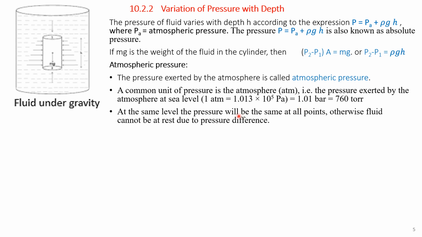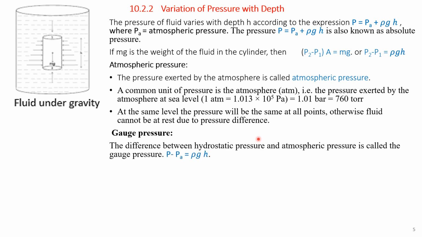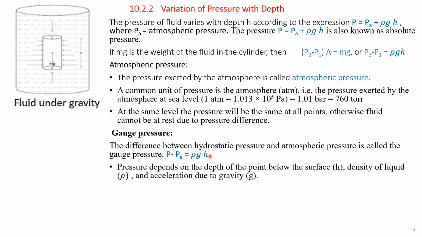At the same level, the pressure will be the same at all points. Otherwise, the fluid cannot be at rest due to the pressure difference. Now we will define the gauge pressure. The difference between hydrostatic pressure and atmospheric pressure is called the gauge pressure. In this equation, we have seen P2 minus P1 is equal to rho gh.